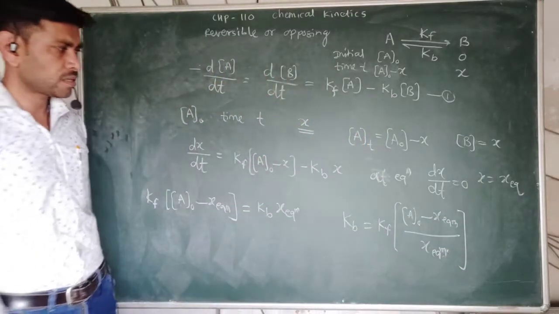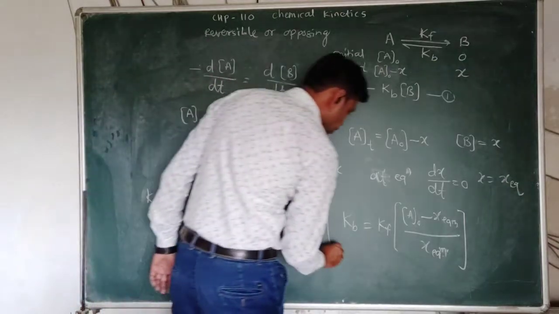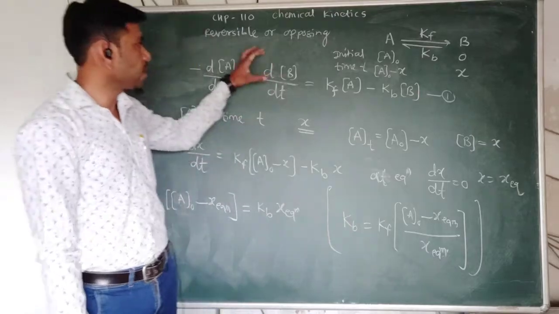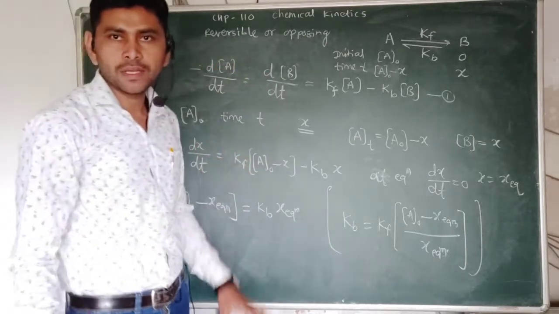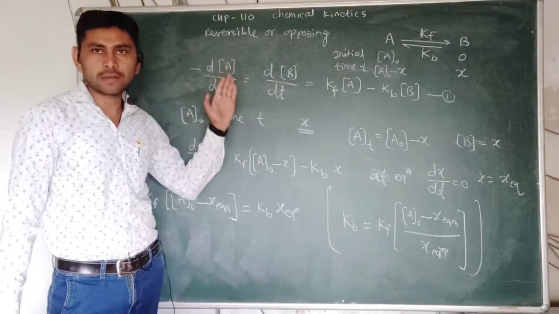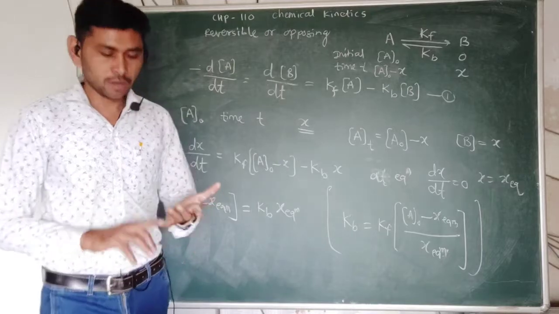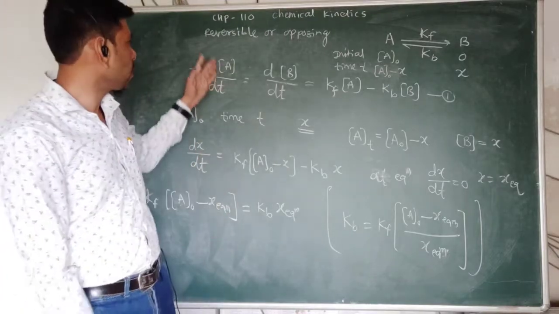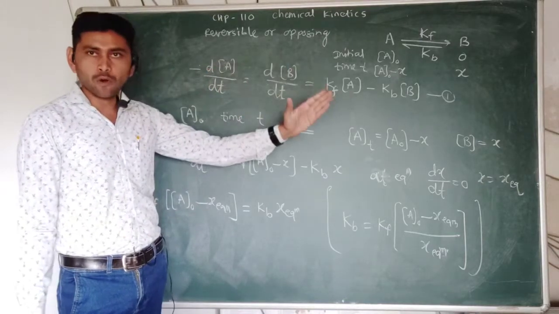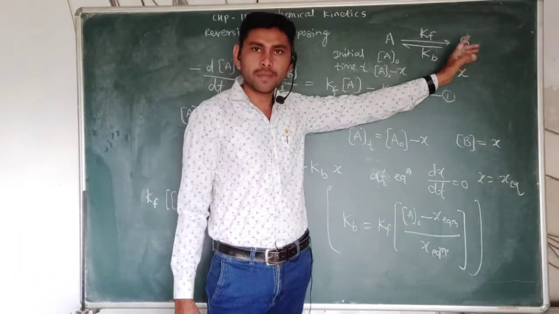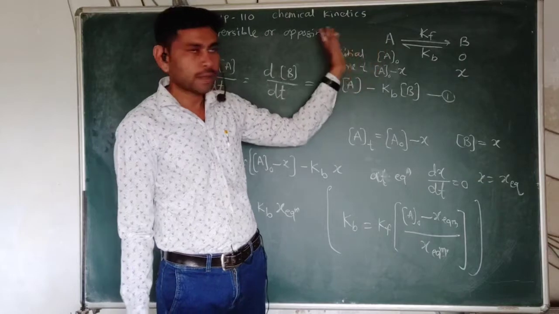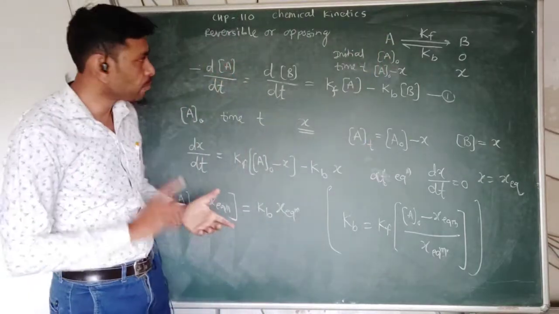So we can write this x equilibrium. From this, the rate constant for a reversible or opposing reaction can be calculated. We have studied this type of complex reaction, the opposing reaction, the third type. In earlier lectures we studied consecutive reactions and parallel reactions, and this third type is a reversible or opposing reaction. In a reversible or opposing reaction, the product formed may be converted back into reactant molecules.